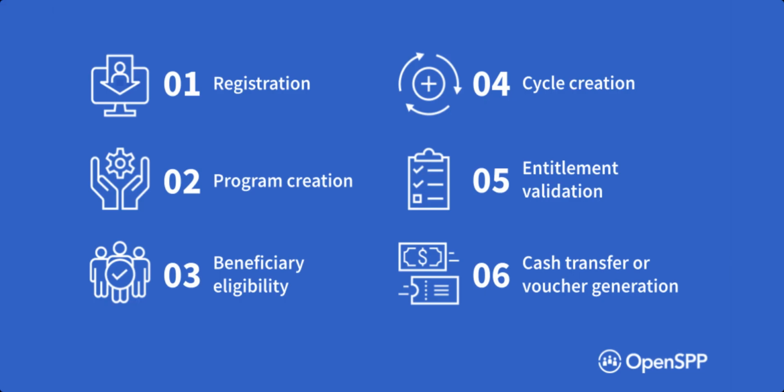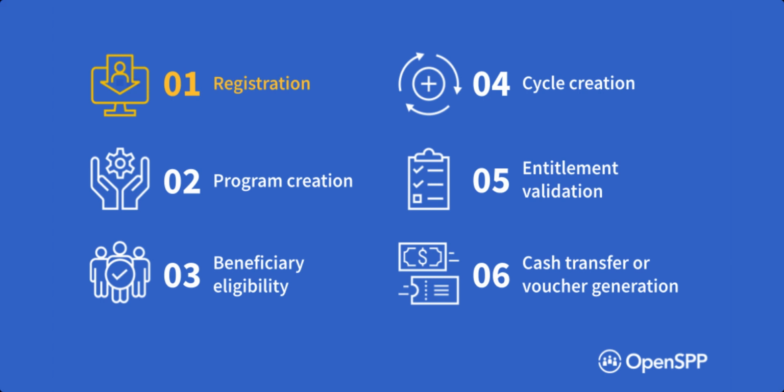The Newland example will allow us to go through 6 distinct steps: registration, program creation, beneficiary eligibility, cycle creation, entitlement validation, and finally, cash transfer or voucher generation. The first step is registration.